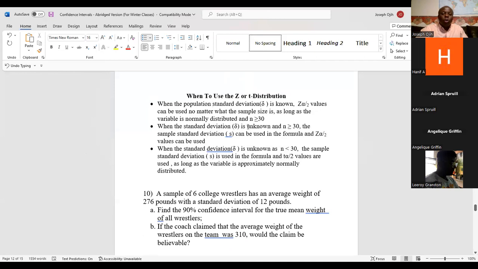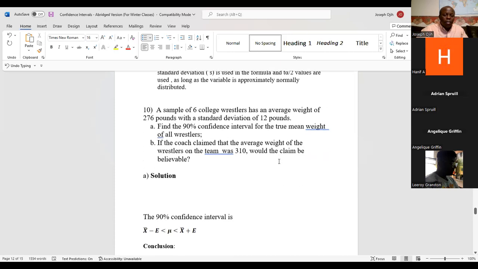Now, when the standard deviation is unknown and the sample size is large, the sample standard deviation can be used in the formula, and Z alpha over 2 can still be used. But when the population standard deviation is unknown and the sample size is less than 30, then you have to use the T distribution.